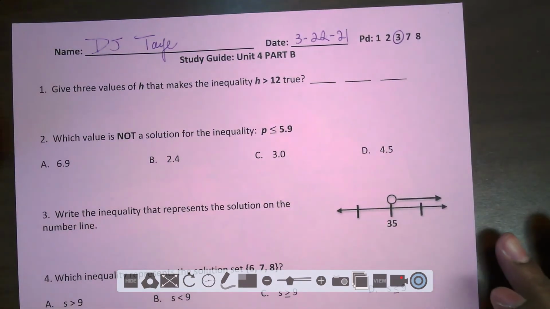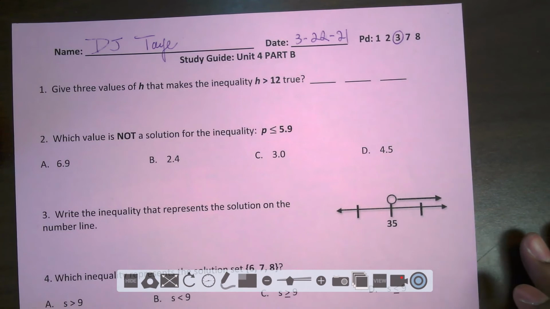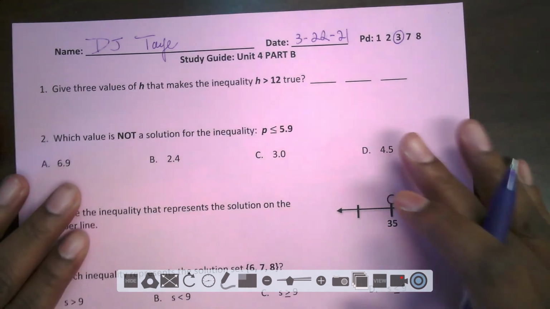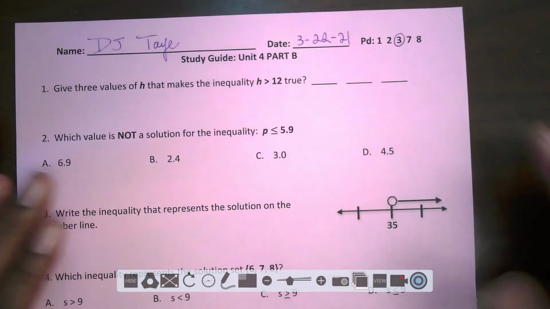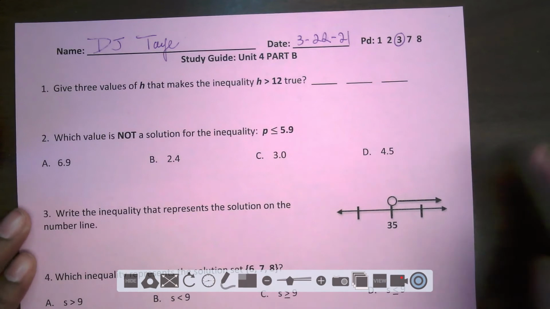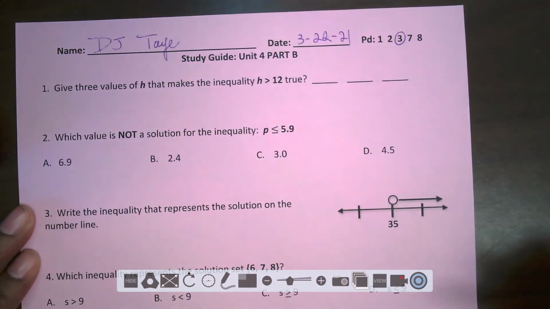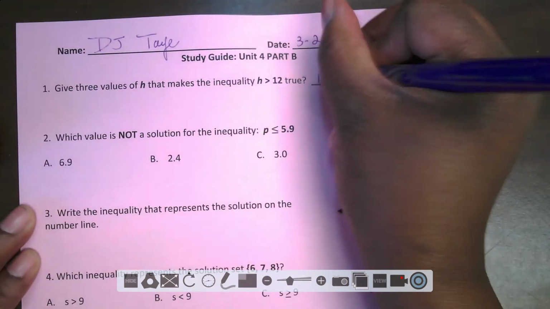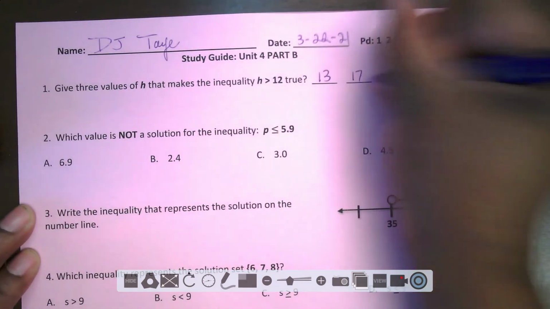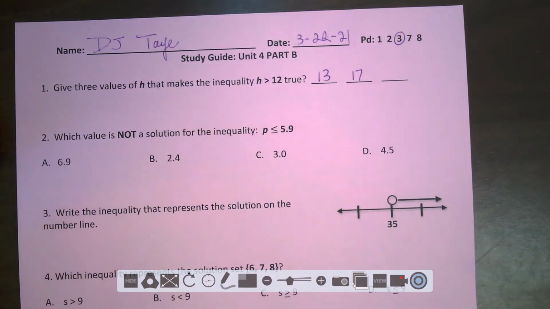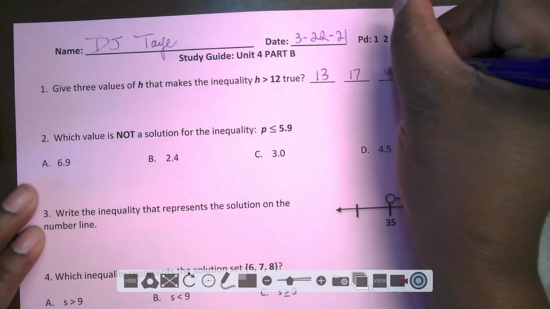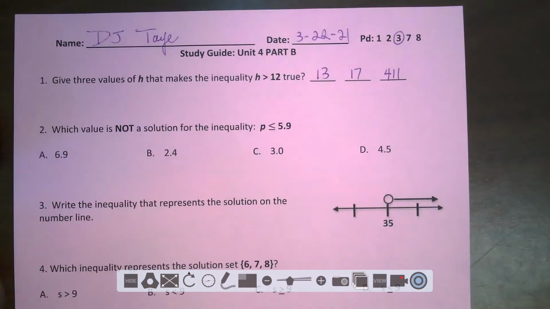All right, so let's look at number one. Give three values of h that makes the inequality h is greater than 12 true. So I have to pick three numbers that are greater than 12. Pretty easy. I'm going to choose 13, 17, and let's choose something wild. 411. All right.